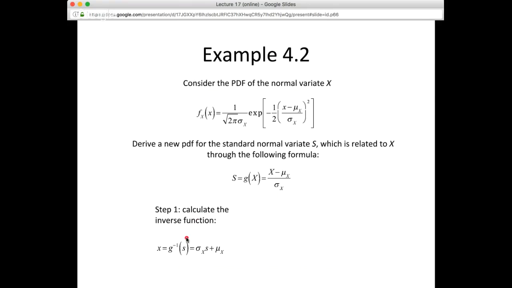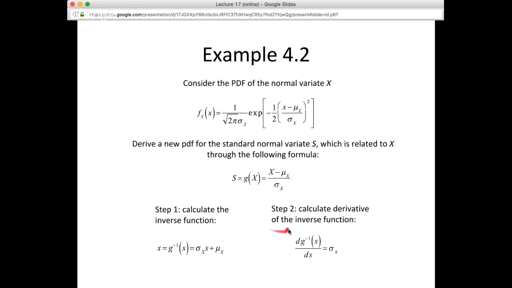We begin step one by calculating the inverse function, because we need that in our formula. In this case, we can solve for the inverse function, which basically involves solving for x in terms of s. That's what g inverse would give us. So x is equal to g inverse of s, which is just going to be equal to sigma x times s plus mu x. This is our inverse function.